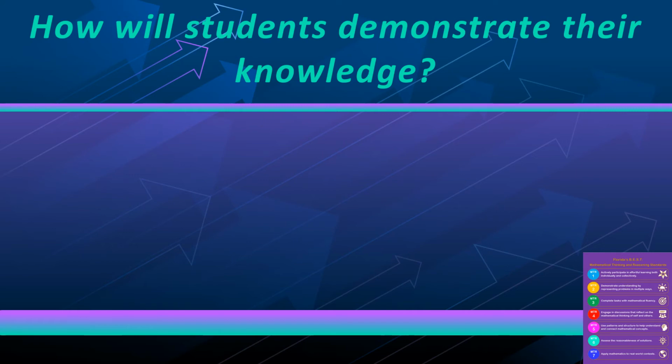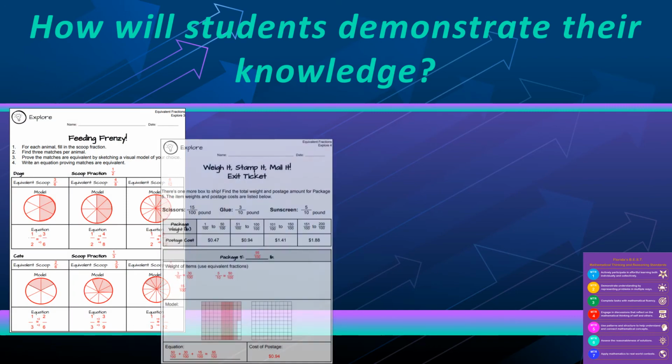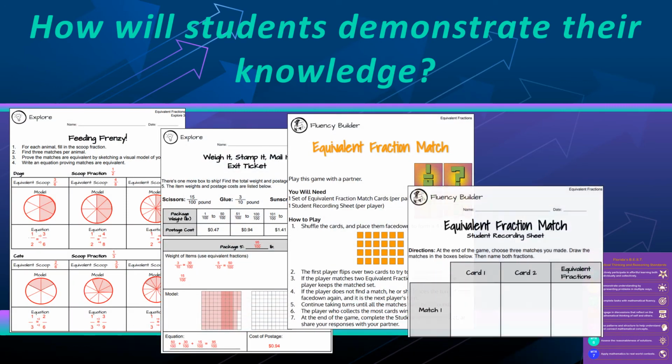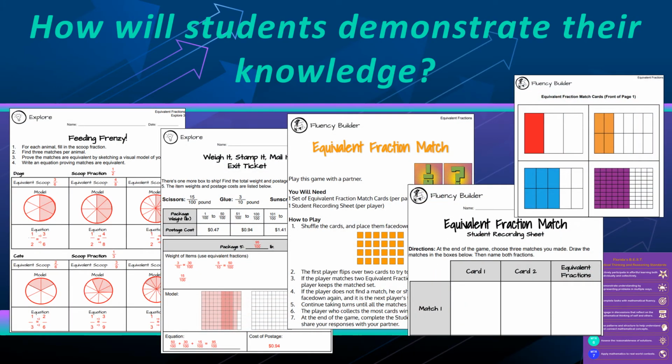How will students demonstrate their knowledge? So here are some examples from STEMscopes that you might see. Here's from some different explorers. We have, once again, them using area models to represent equivalent fractions and prove it with multiplication. We have base 10 grid models whenever we're adding fractions with a denominator of 10 with a fraction with a denominator of 100. You might even see a fluency builder game like equivalent fraction match, where they're definitely matching models that have equivalent amounts. And then once again, we could extend it to have them prove with multiplication that they're equivalent.